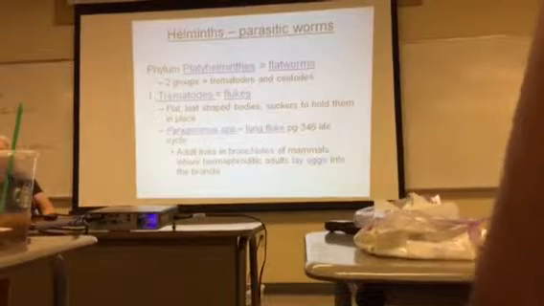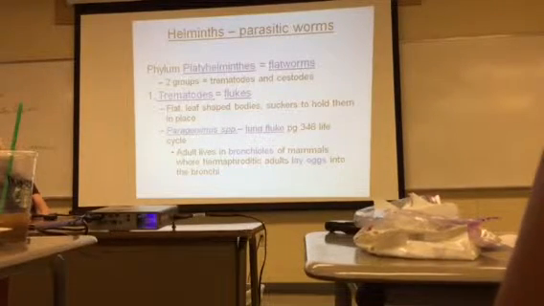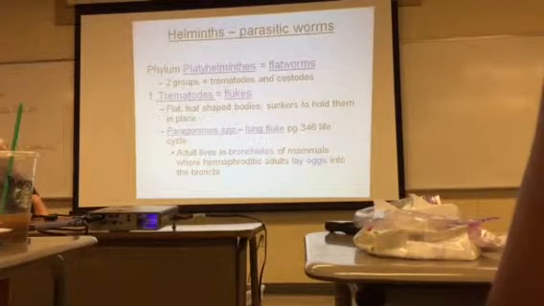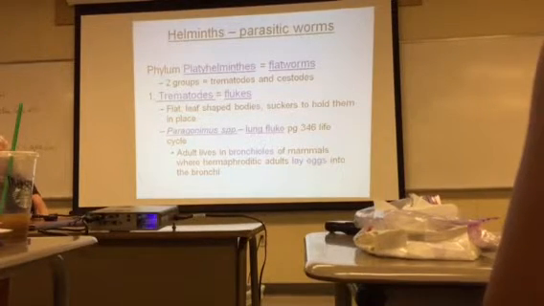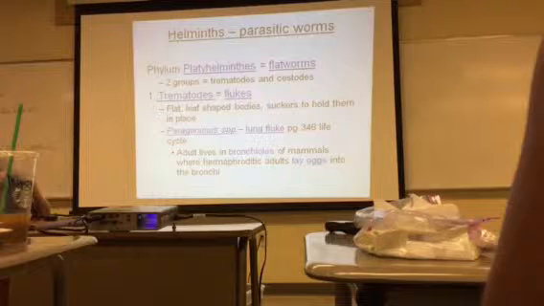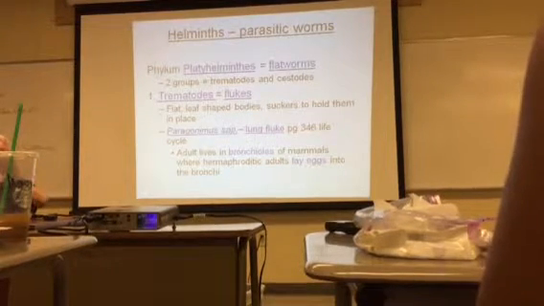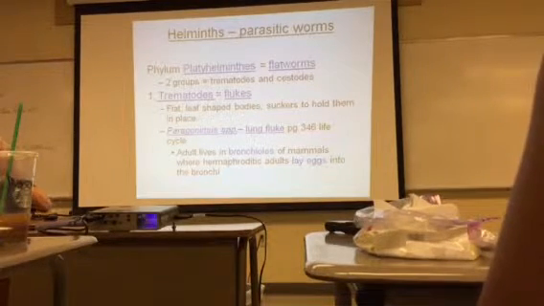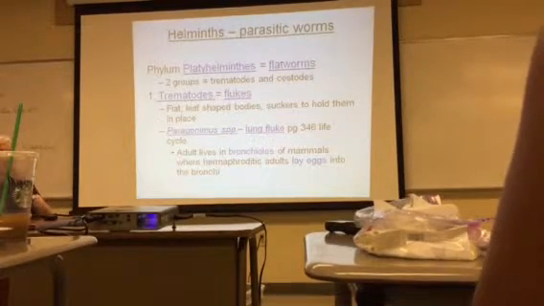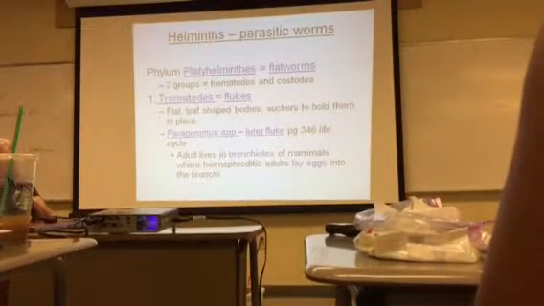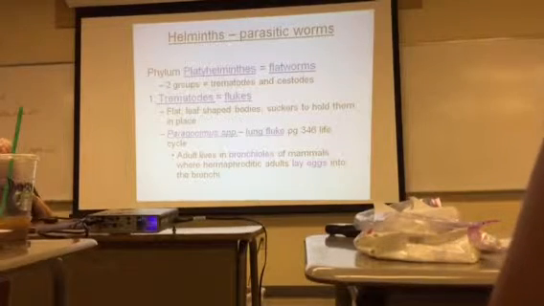Helminths, those are parasitic worms. They're divided into flatworms and roundworms. Phylum Platyhelminthes are the flatworms, and those in turn are divided into two groups called the trematodes and the cestodes. Trematodes are what we call flukes.